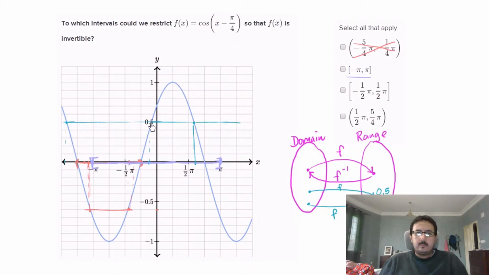So what would f inverse of 0.5 be? You can't construct a function where it maps only to one element of the domain. So we could rule this one out right as well.